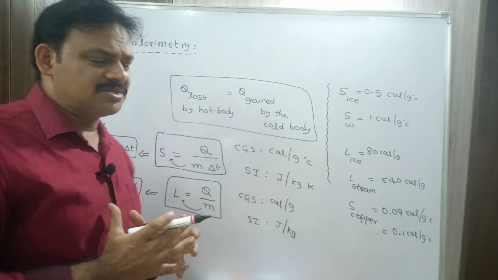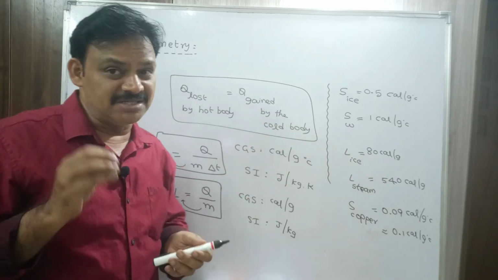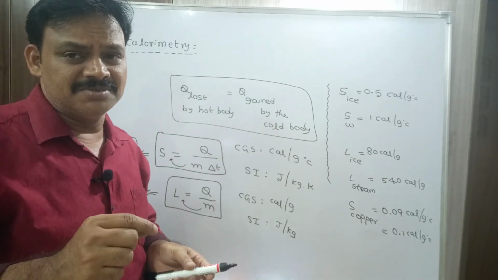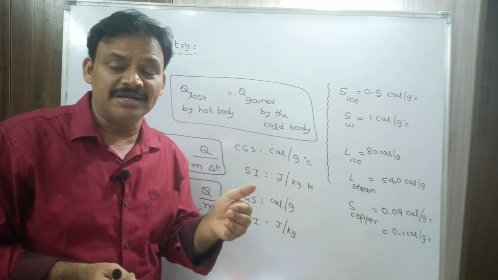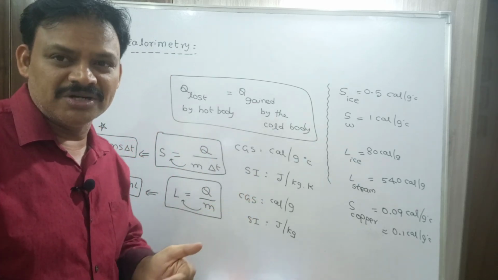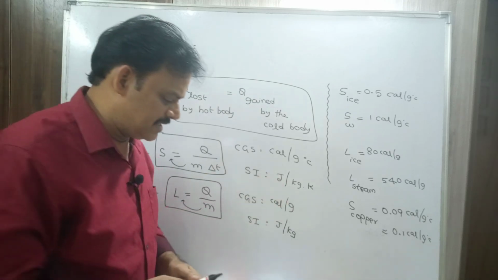In most cases, we will do the calorimetry problems in CGS units itself. Sometimes in the numerical problems, in the given options, they may mention SI units. Then we need to convert. How to convert from CGS to SI? Let us discuss it.